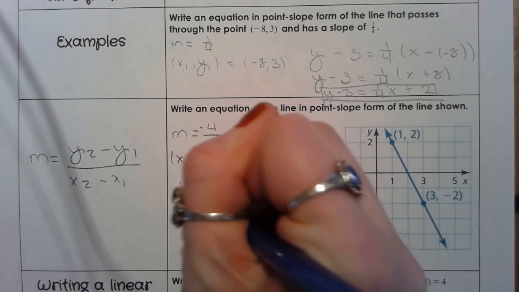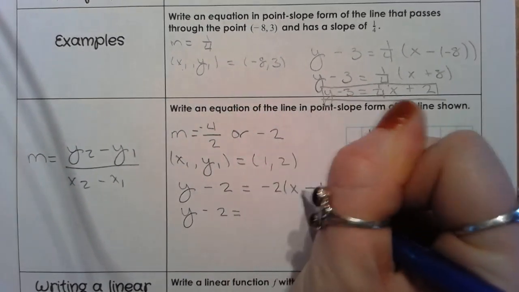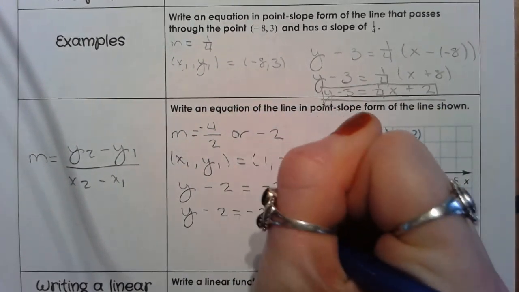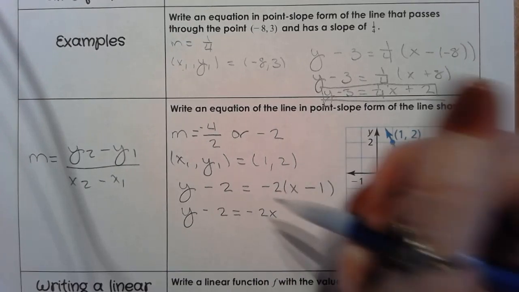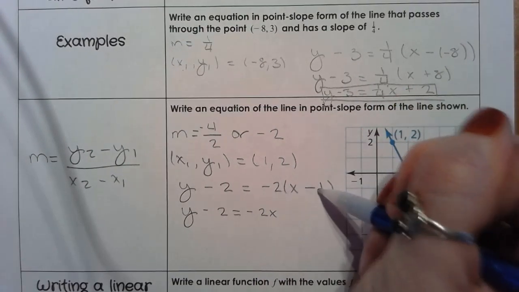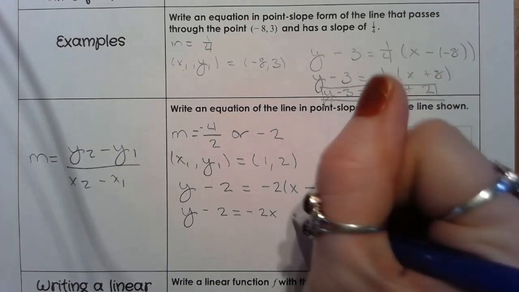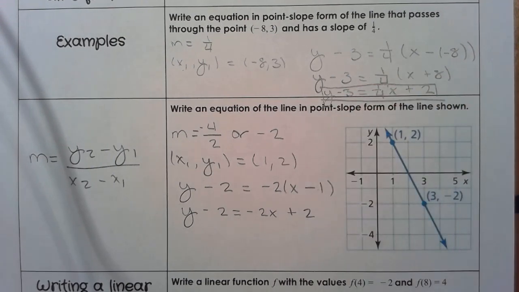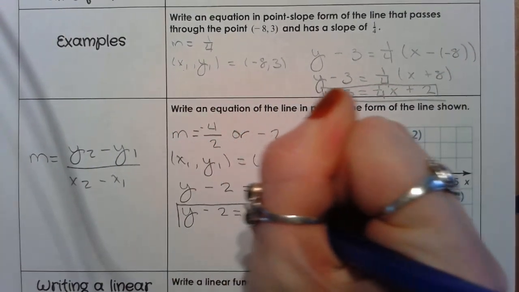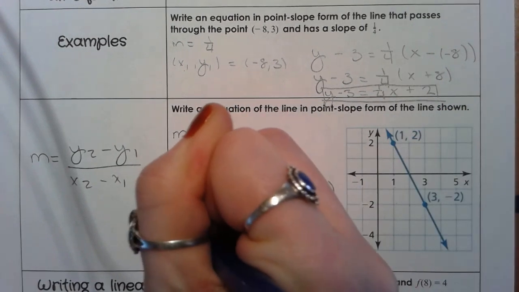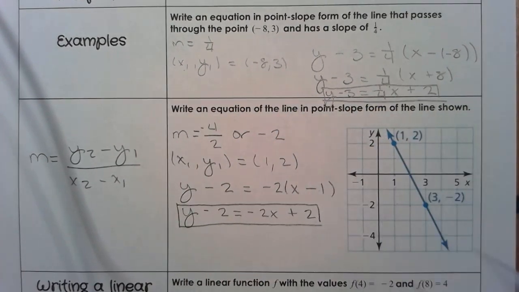So I will get y minus 2 equals -2 times x gives me -2x. And then I'm going to distribute -2 to the -1. So -2 times -1 gives me +2. And I will get y minus 2 equals -2x plus 2.